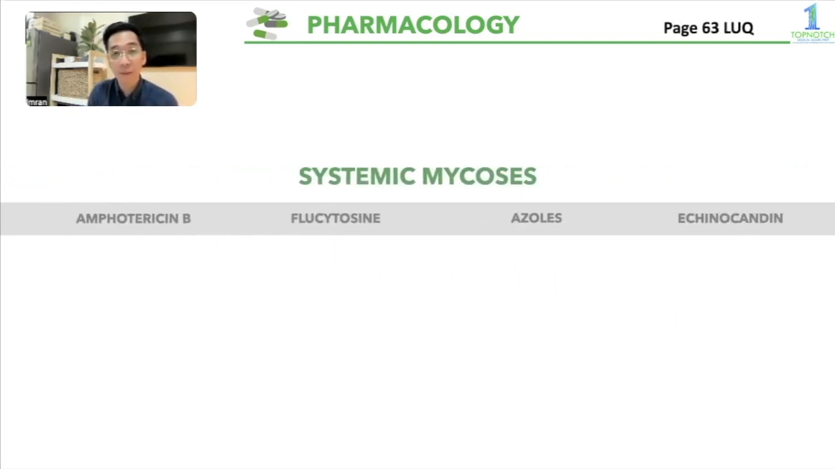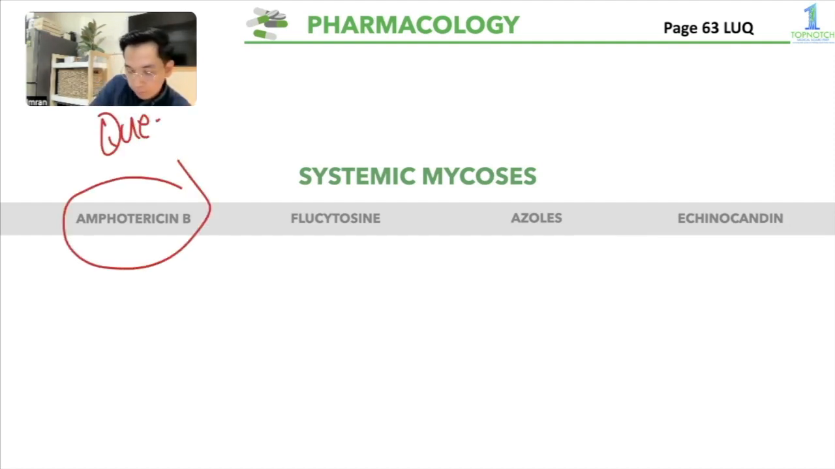Okay. Next, we have your systemic mycosis. Ito yung mga nandun na sa ating bloodstream, for example. So, for systemic mycosis, main drug that we give is si amphotericin B. Lagi ko nakikita si amphotericin B sa wards, particularly for yung mga may fungemia. Fungemia means may fungal infection ka na sa bloodstream. It's your queen of all antifungal drugs. Si Ampho B, si Queen B.